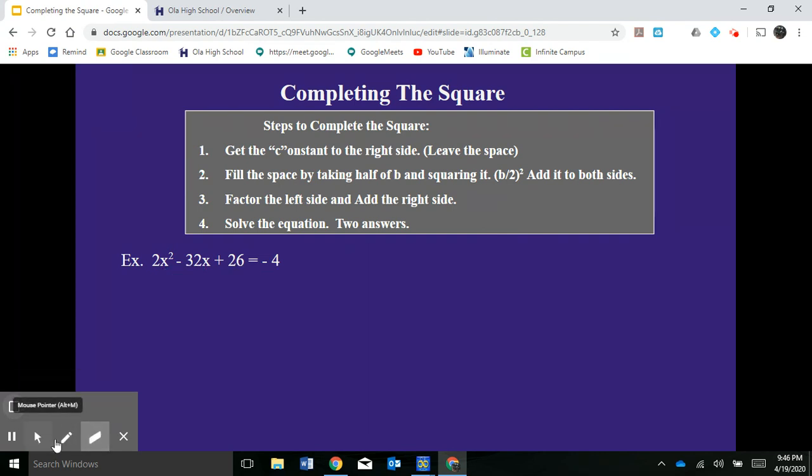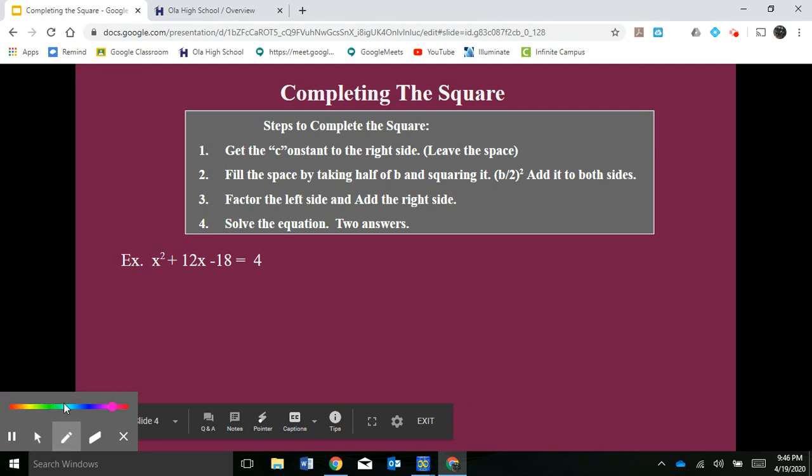Last one. So the last one, I wanted to do this one because it didn't come out nice and pretty like the last two. So I'll go through this one a little bit quicker. You can always go back and watch it.